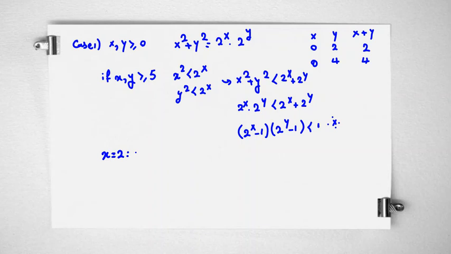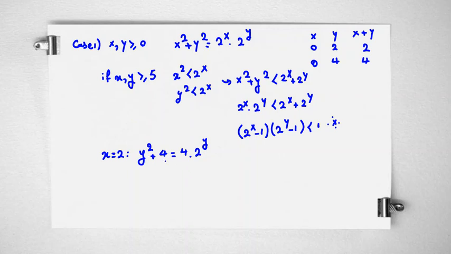If x equals 2, then y squared plus 4 equals 4 times 2 to the y. So if you take y, because we've checked x equals 0 and 1, we start from y equals 2, okay? Because if we have y equals 1 as an answer, we've checked it in x equals 1. So if y is 2, it's 4 plus 4, 8, and 4 times 4 is 16.